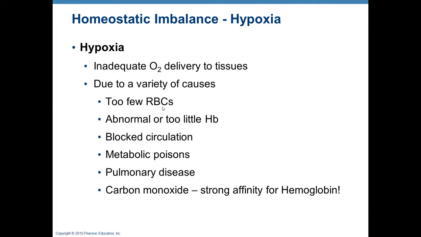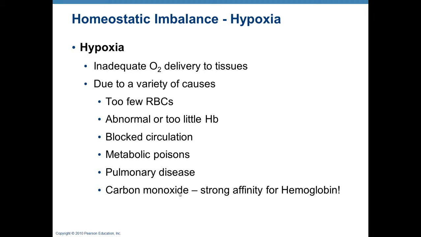Anemia, having too few red blood cells. If you don't make hemoglobin properly, anything that's blocking circulation, blocking blood flow, that's also called ischemia, ischemia. That's going to cause hypoxia in the tissues served by those blood vessels. There are metabolic poisons that can cause hypoxia. Carbon monoxide poisoning, for example.